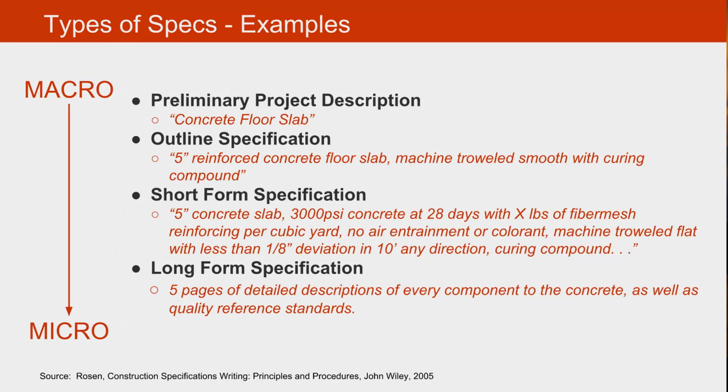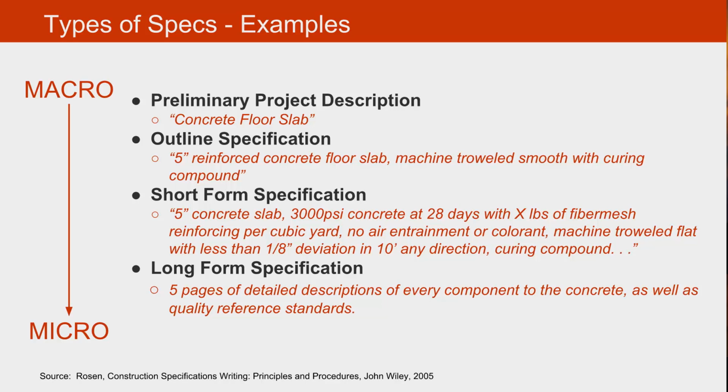Reviewing the types of specifications and some examples, let's go through what a concrete slab would look like going from this macro to micro, starting with the preliminary project description. Imagine this accompanying your proposal. The project will have a concrete floor slab. Now, accompanying your design proposal, perhaps, a 5-inch reinforced concrete slab, machine troweled smooth with curing compound. Again, a little bit more detail, but not all the detail.